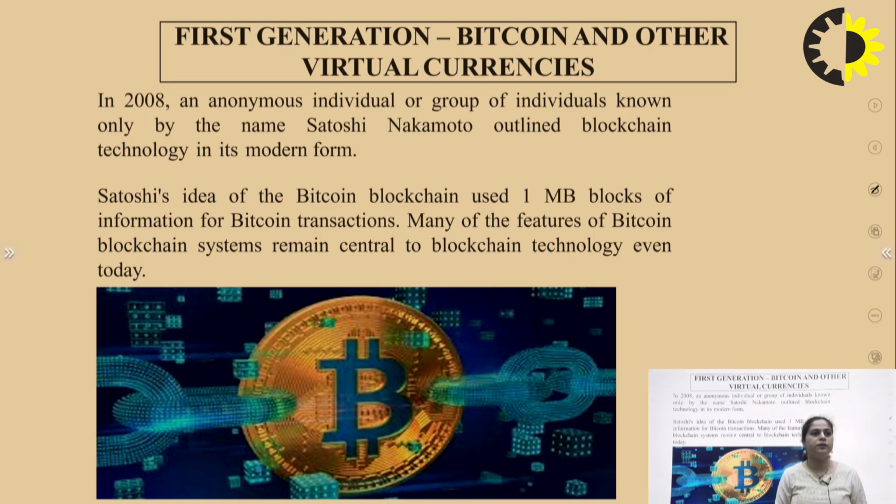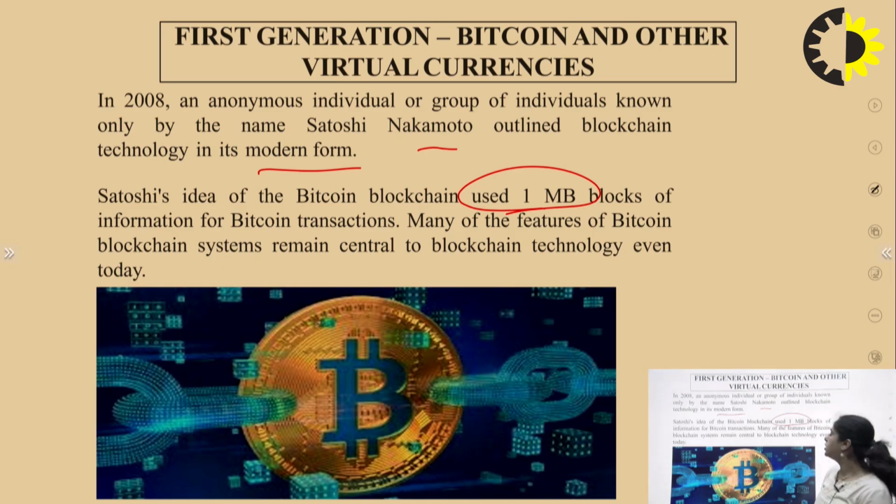The first generation: in 2008, an anonymous individual or group of individuals known only by the name Satoshi Nakamoto outlined blockchain technology in its modern form. Satoshi's idea of the Bitcoin blockchain used 1 MB blocks of information for Bitcoin transactions. The size of the blocks was 1 MB. Many features of the Bitcoin blockchain system remain central to blockchain technology even today.